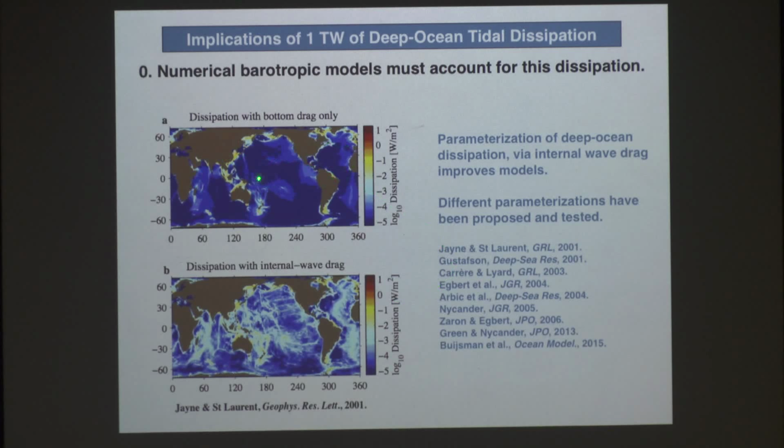And this is a normal barotropic model with all the dissipation in the shallow seas. And then this is one Steve, Jane, and Lou St. Laurent published, where you can see a lot of dissipation out in the open ocean. If you do that, you suddenly get a model a lot more accurate.